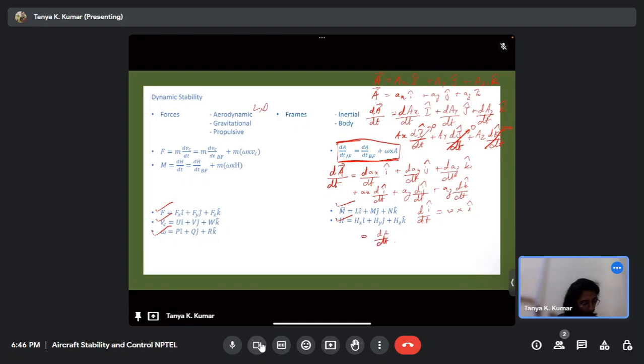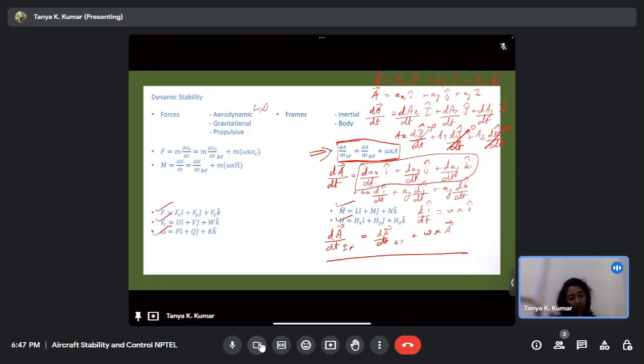dA by dt in the body frame, which is these three terms, and the second three terms, the ones in the second line, give you omega cross A. Is that clear? So what we understand is that dA by dt in the inertial frame is equal to dA by dt in the body frame plus omega cross A. Is this clear? This is your transport theorem.